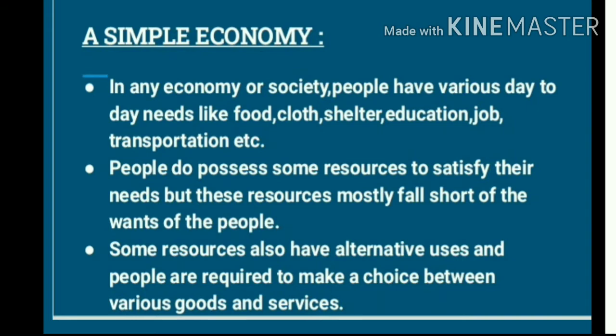So you will make a choice between all three things and choose the one which is most urgent for you. The things which can be postponed, you will postpone to a later period, isn't it? So this is how people are compelled to make choices, because resources are very much limited, wants are unlimited, and these resources also have alternative uses. So people are left with no other option but to make choices as to which want should be satisfied at the very onset and which can be postponed to a later period.